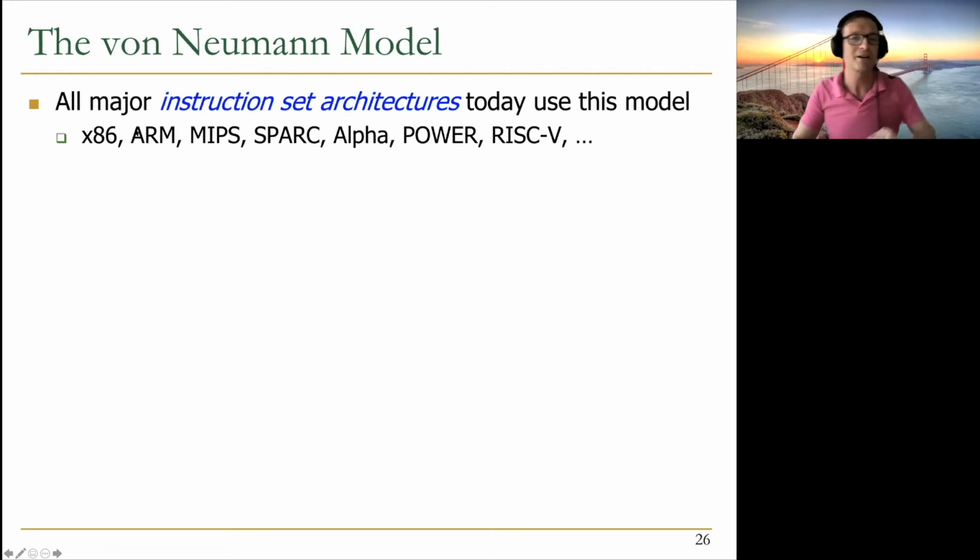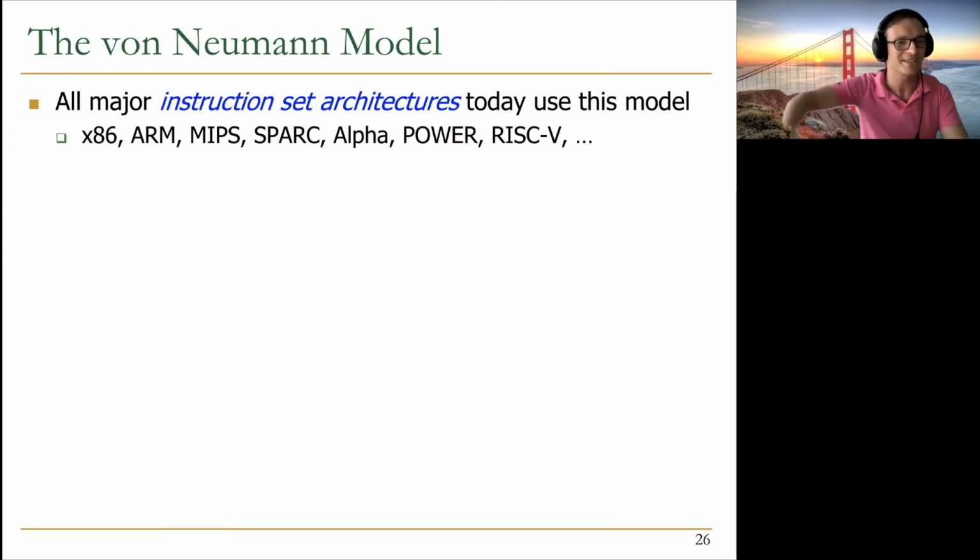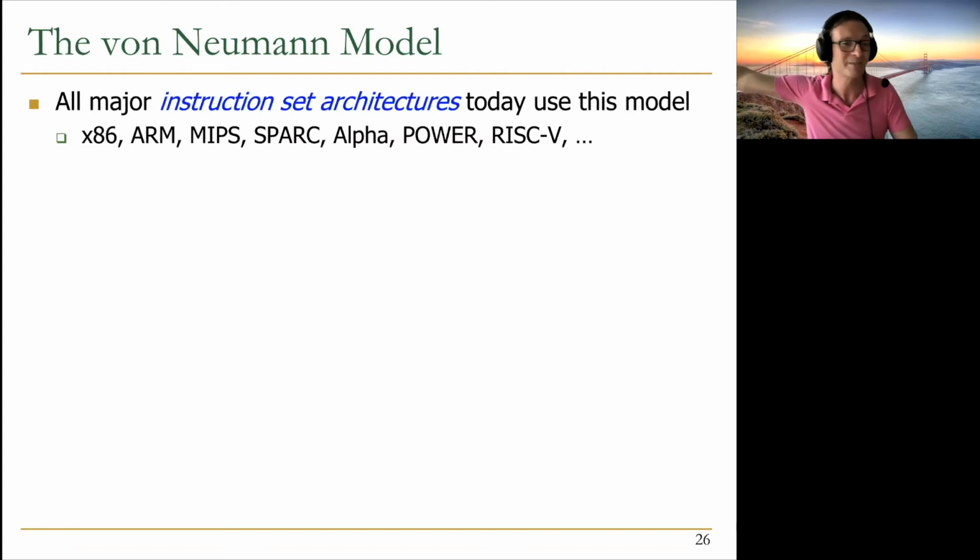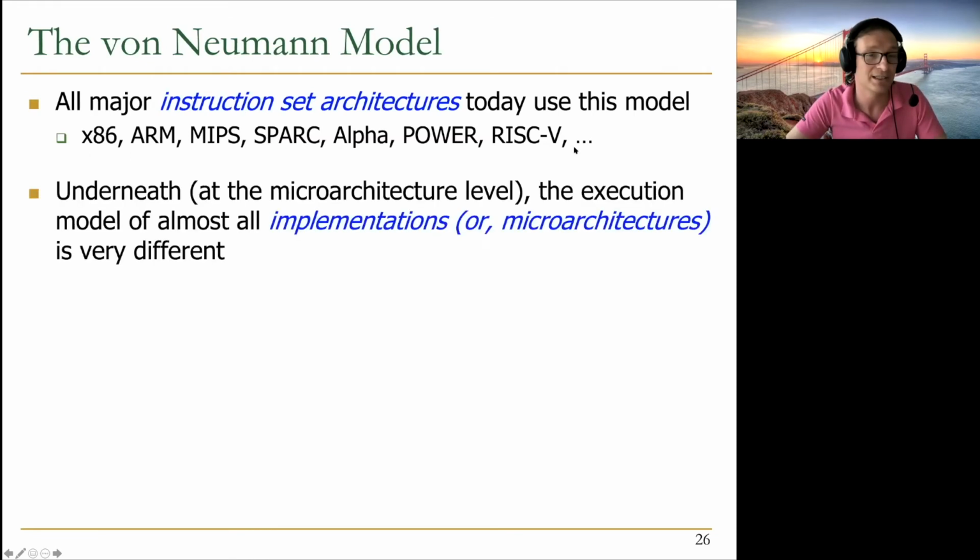I'm at this program counter, I don't need to think about anything else, right? This is the instruction that I'm going to execute. This is the next instruction I'm going to execute. Don't bother me with any other instructions that may potentially execute at this time. You don't need to worry about that. So that's why sequential execution and the von Neumann model is very simple. And you can see there are many ISAs that use this model. Underneath, the execution model of almost all implementations is very different, essentially.